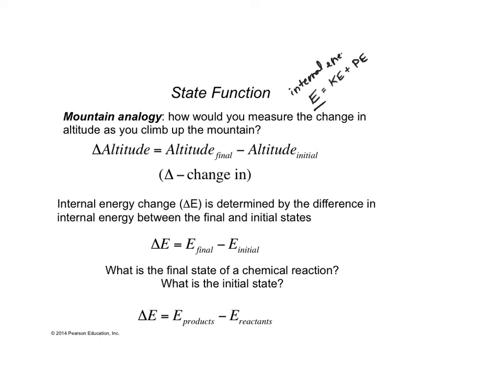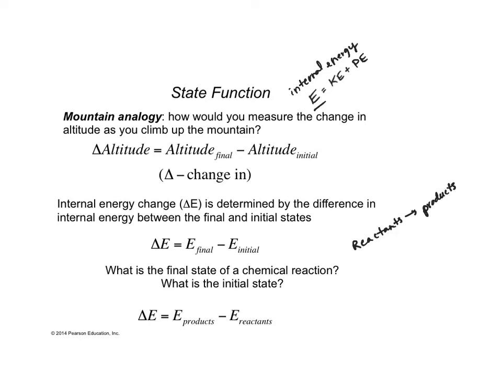All right, so just like altitude, internal energy is also a state function, right? So its value, or its change in internal energy, is only going to depend on the final and the initial states of the system and not on what path we took to get there, okay? So in a chemical reaction where we have reactants going to make products, what's the final state of our system? Who do we call the final state? What do we end up at?